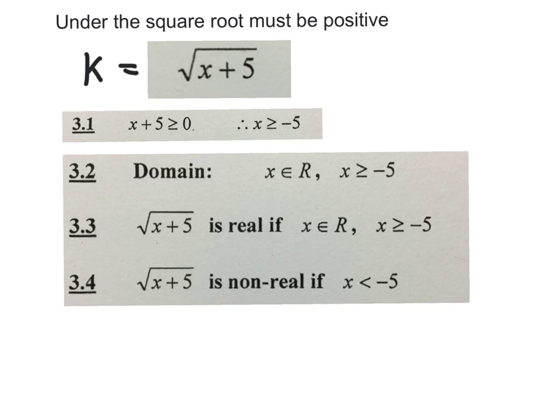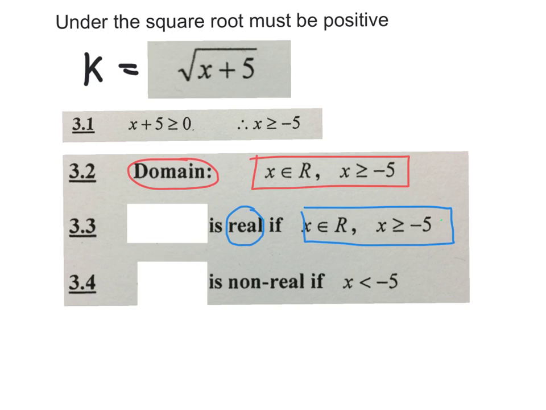Just to summarize, sometimes they write k equals and then this thing. Then they ask you, what is the domain of k? Then you say the domain is x is an element of real numbers, x is bigger than or equal to minus 5. Then again, they might ask you, for what values of x will k be real? Then you just say x is an element of real numbers, x is bigger than or equal to minus 5. That will make this real. Real means good in maths.